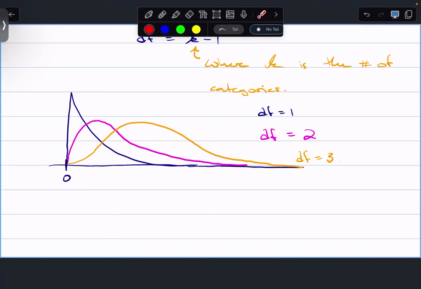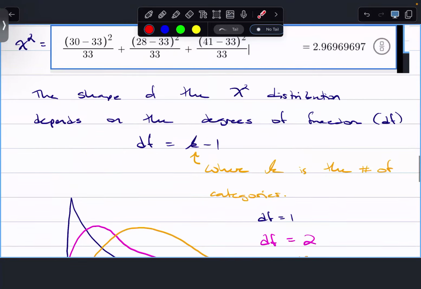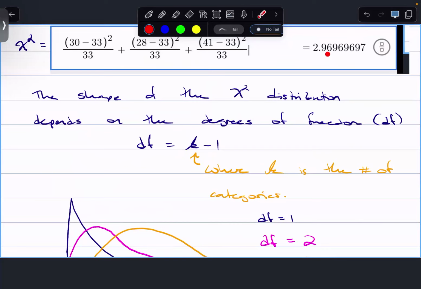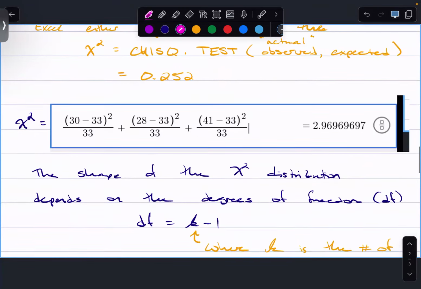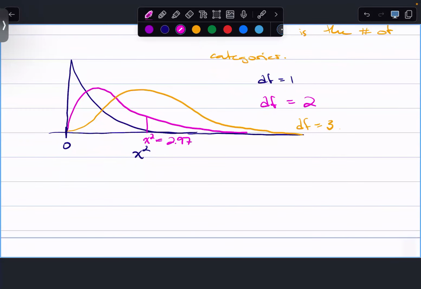And so the chi-squared that we found, 2.97, is going to be somewhere on this axis here. Depending on our degrees of freedom, which in our case is 2, our chi-squared of 2.97 is going to be out here somewhere. Now for our chi-squared, the p-value is going to be the area in the upper tail because there is no tail on the lower end.